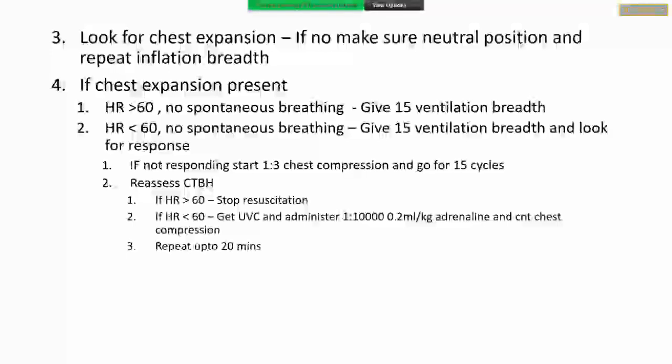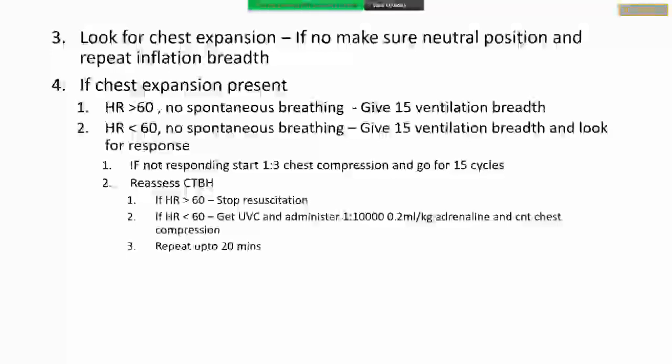So the problem is with the respiratory system. So we will be going with a ventilation breath, 15 ventilation breaths. Continuously we are giving the 15 ventilation breaths for the child. Unlike the inflation breath, we don't need to count and we are not going for the rhythm. We just give 15 breaths. That is called the ventilation breath.